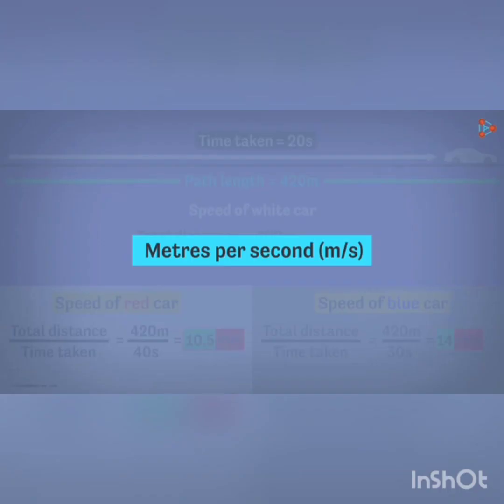Meter per second is one of the units of speed. Another one is kilometer per hour. These are the main concepts in this chapter.